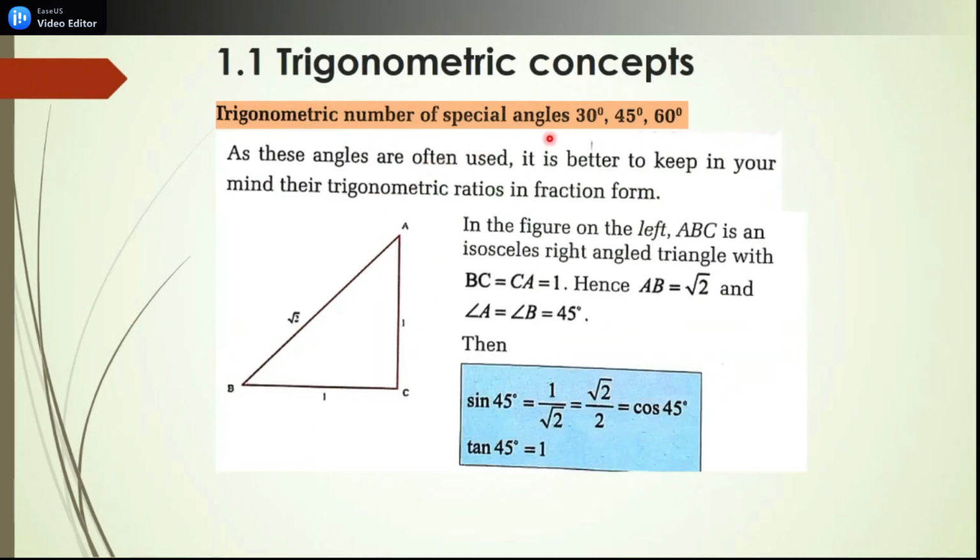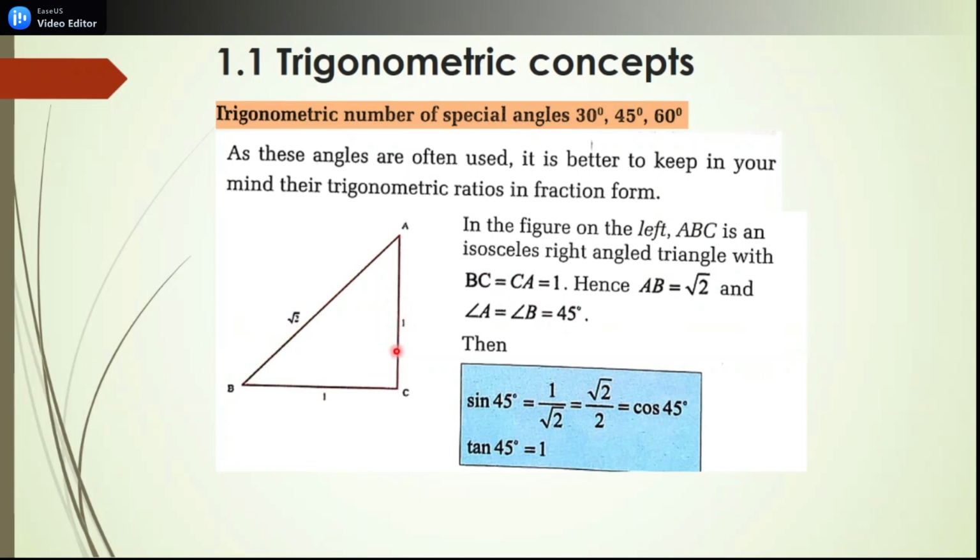Trigonometric values of special angles means we have 30, 45, and 60 degrees. When we consider a triangle where the adjacent side is equal to 1, this side is equal to 1, and from the Pythagorean theorem, here we get square root of 2. So to find the value of this angle, here we have 90 degrees.